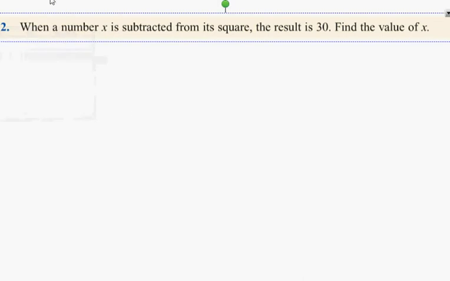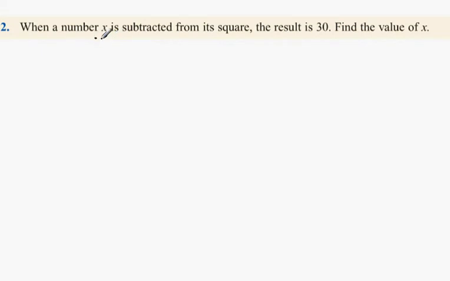When a number x is subtracted from its square, the result is 30. Find the value of x. Okay, x is subtracted from its square. What is the square of x? X squared. And x is subtracted from it. So do you understand? A number is subtracted from a square. The result is another way of saying equals 30.